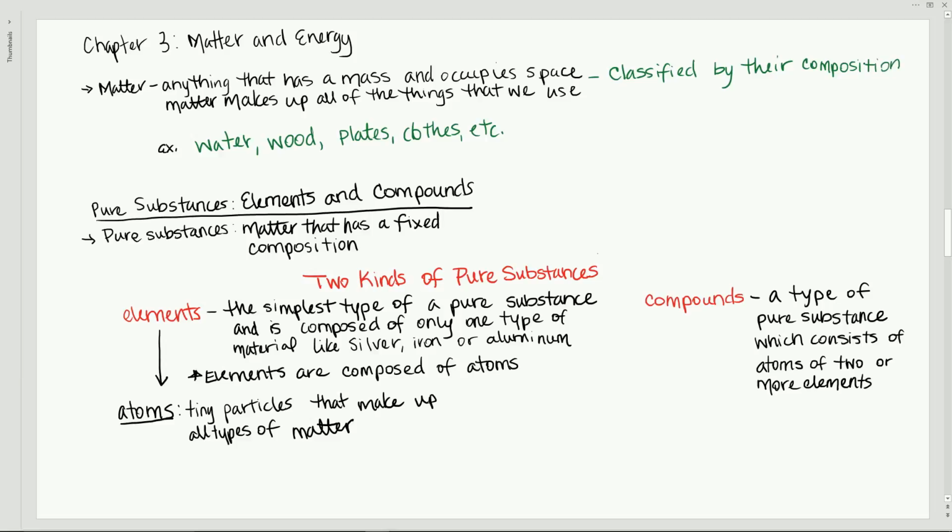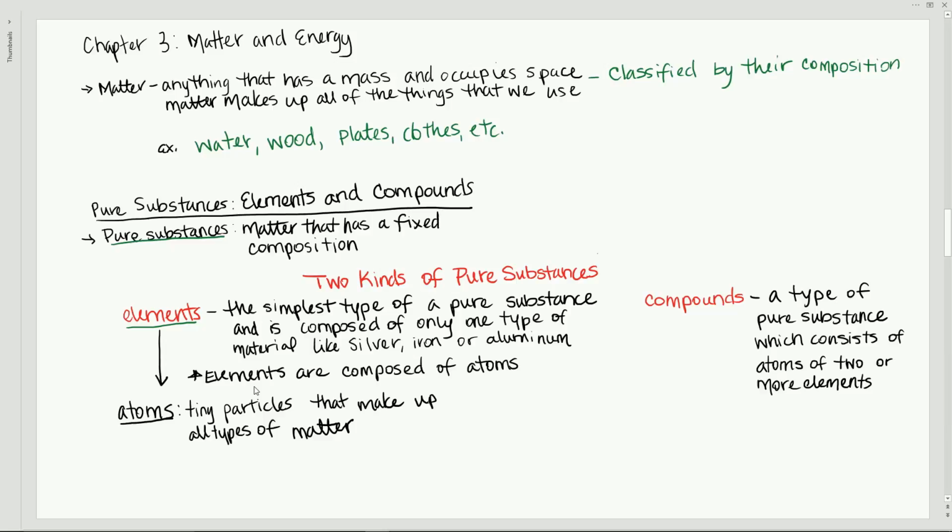Okay, so matter can be a pure substance, which can be two different kinds of things, either an element or a compound. So a pure substance is matter that has a fixed composition, so its composition doesn't change. There's two different kinds of pure substances. Elements are the simplest type of a pure substance, and it's composed of only one type of material, like silver, iron, or aluminum. So elements are what are listed on the periodic table.